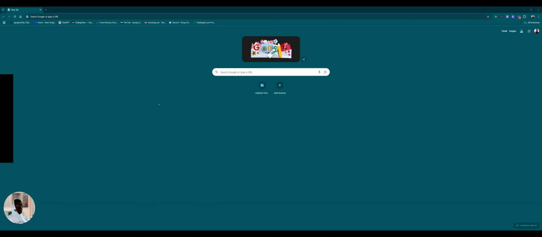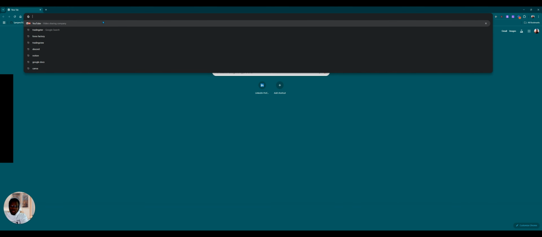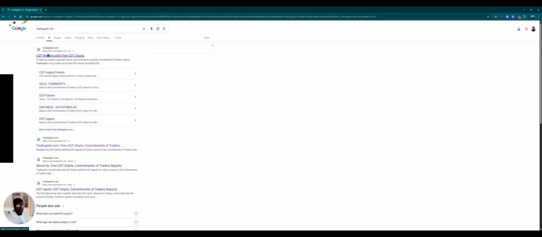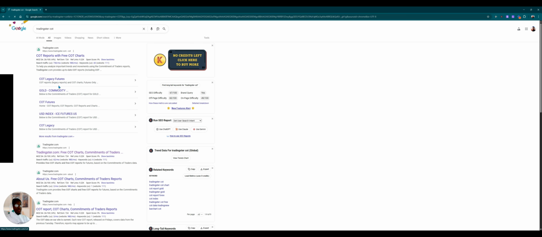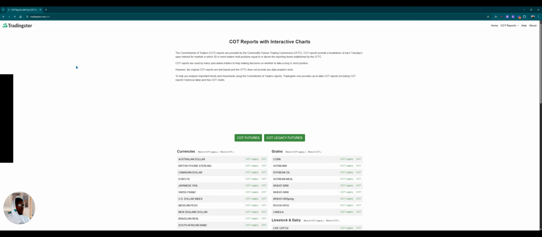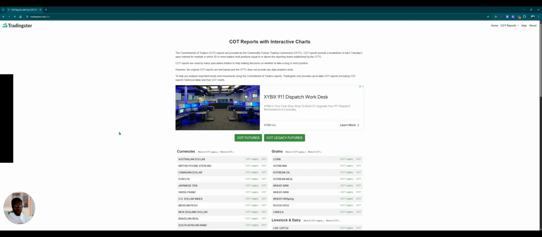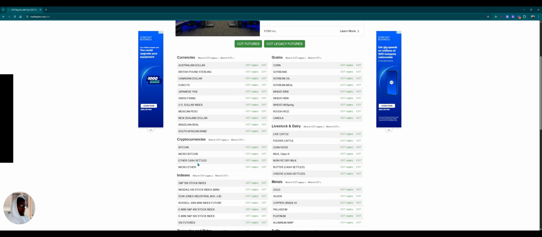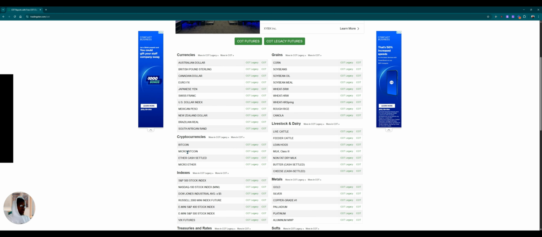Head over to this website called Trading Stir, C-O-T, and hit enter. You're going to see this website come up, and this is primarily where I do most of my fundamental analysis. As you can see, if you trade Forex, you're going to see currencies here, anything from AUD all the way down to the South African Rand. You're also going to see Bitcoin, micros, and so on and so forth. You're even going to see lean hogs, live cattle, if you trade that.